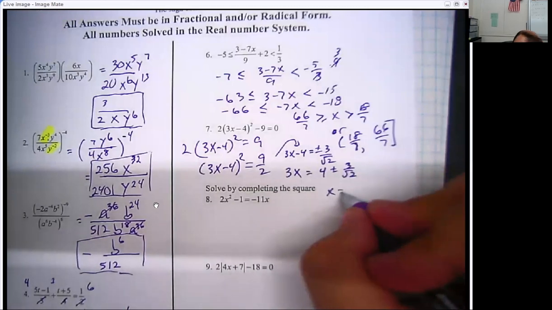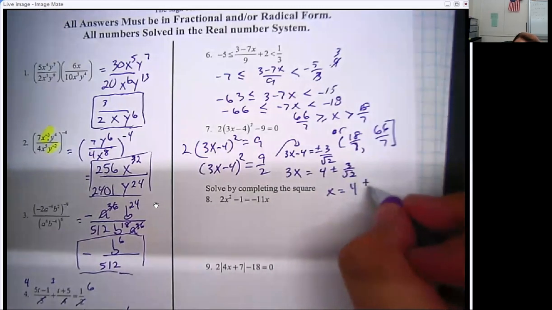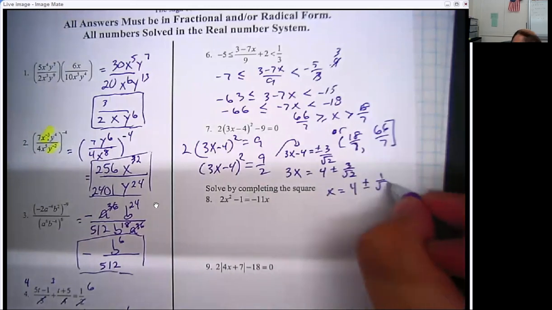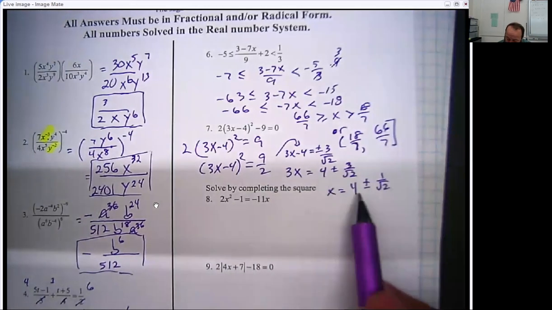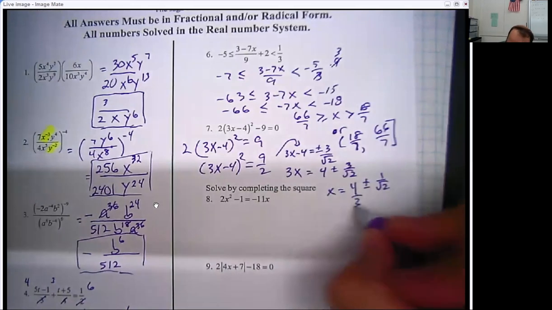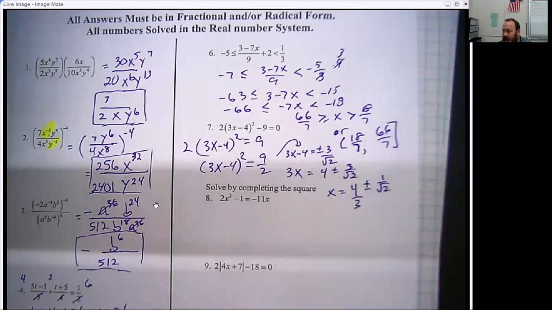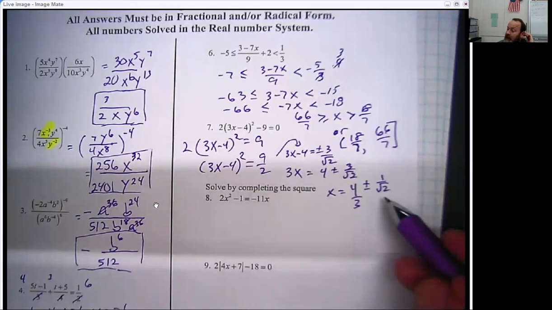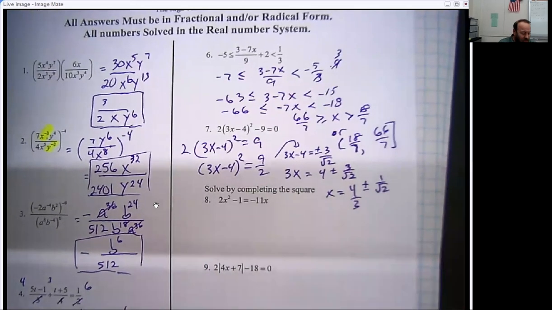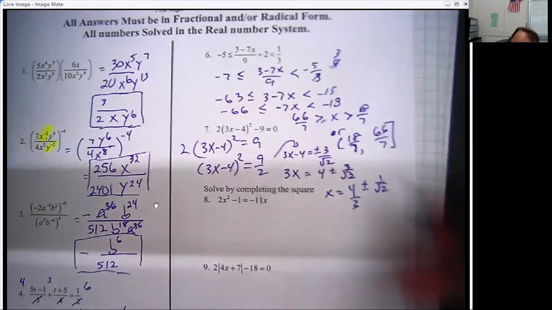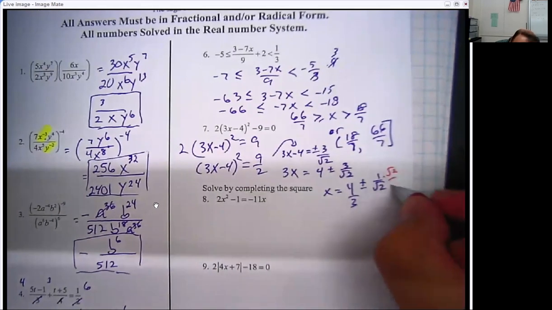And my last step would be to divide each of those pieces by 3. And notice 4 divided by 3 is no big deal. But 3 divided by 3 is going to cancel that. And this is an okay answer, although it's usually frowned on to have a root in the bottom. So the fix that you're supposed to do is multiply the top and bottom by root 2.